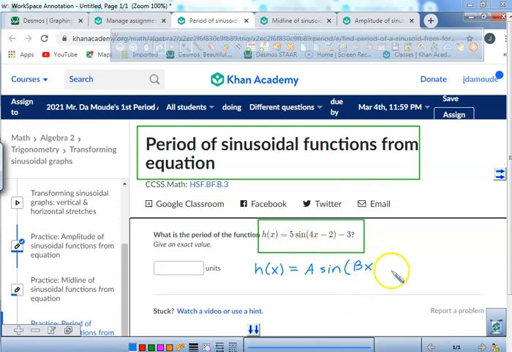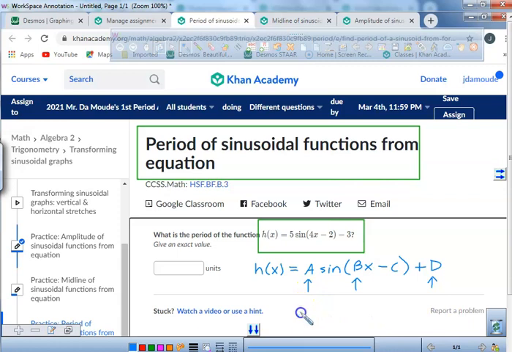All right, so here we go. Put bx minus c plus d. Okay? In this particular video, we are only going to be talking about the a value and how to use that, the b value and how to use that, and the d value and how to use that. We are saving c for later. Today we're just talking about A, B, and D.